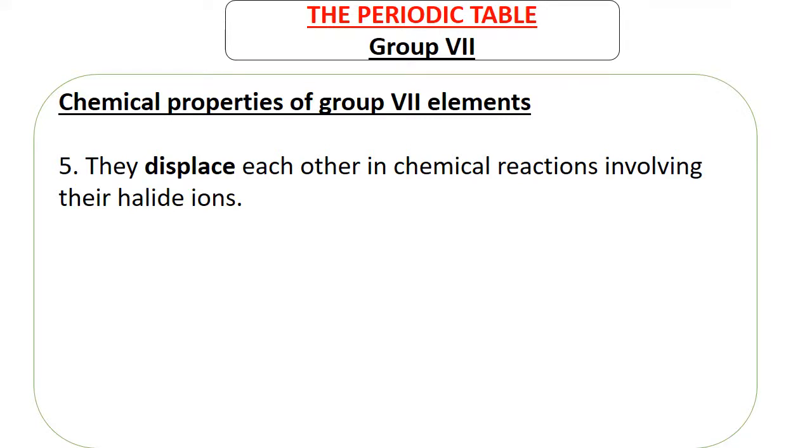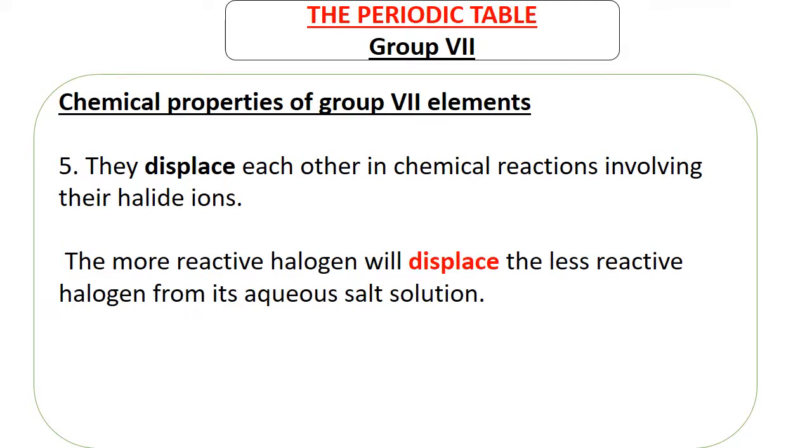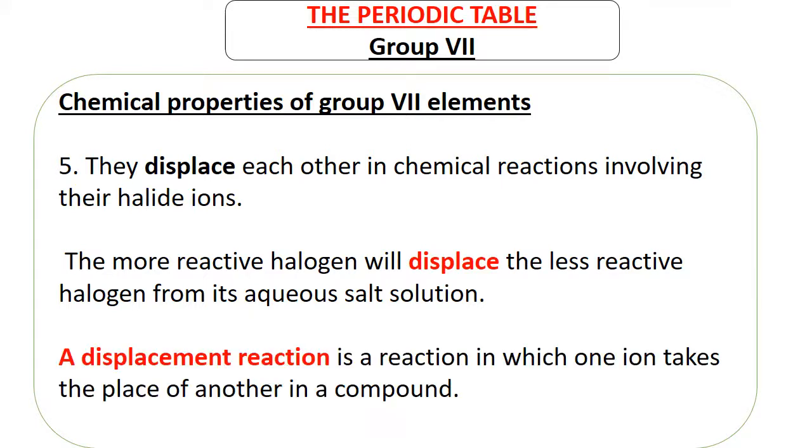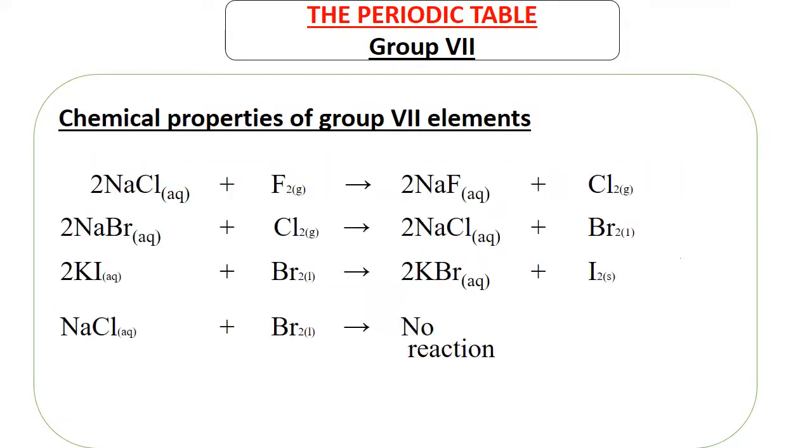They do what is called a displacement reaction. In that displacement reaction, the more reactive halogen will displace the less reactive halogen from its aqueous salt solution. We're going to take a look at some examples of reactions so that you understand these displacement reactions. In short, a displacement reaction is just a reaction in which one ion takes the place of another in a compound. So let's take a look at these reactions here.